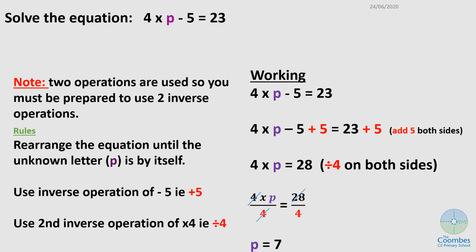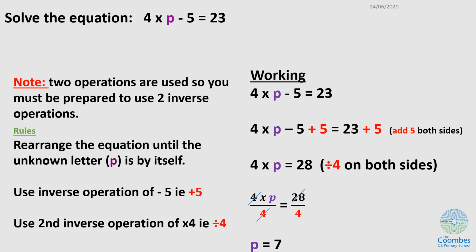Now the first thing I need to do is the inverse of minus 5. The inverse of minus 5 will be plus 5. So if I rewrite the whole thing with the inverse, I have 4 times P minus 5, which is my original question, and I'm doing the inverse of minus 5, which is plus 5, will be the same as 23 plus 5. So you can see I added 5 on the left hand side, I must add 5 on the right hand side.